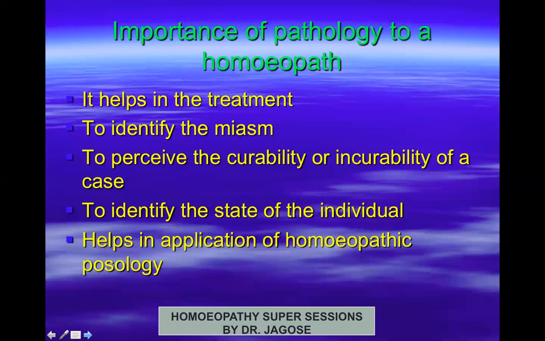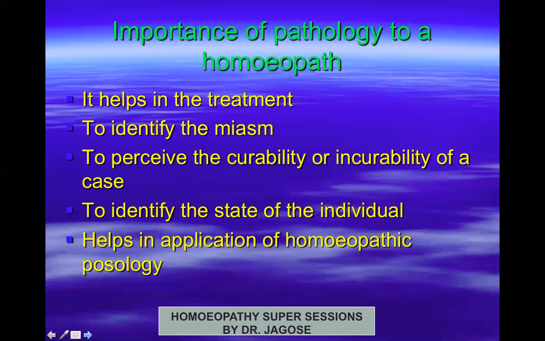So for example, if the patient has a psoric miasm, the expressions are characteristic, and the case is naturally curable, then you can give a high potency. Whereas if a case has a syphilitic miasm, it has a few characteristic symptoms, the susceptibility is quite moderate or low to moderate, and the pathology is irreversible, you know that this is an incurable case.